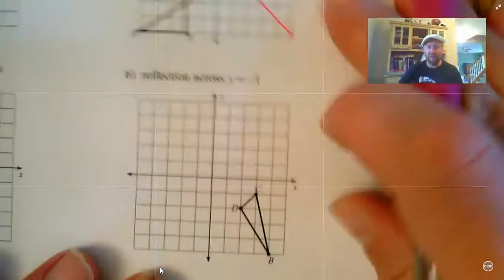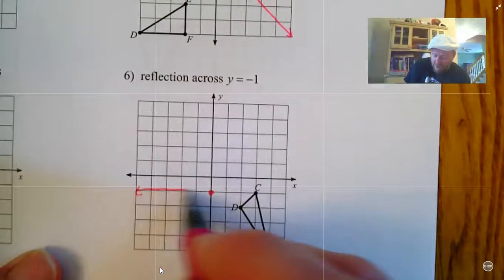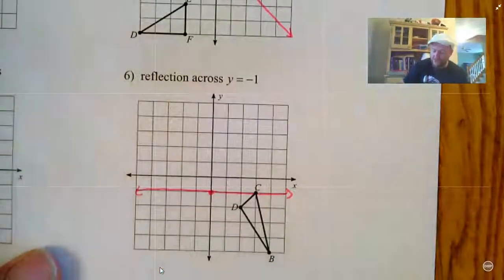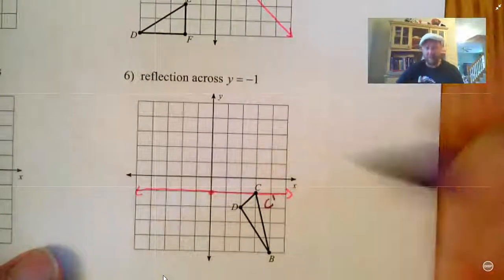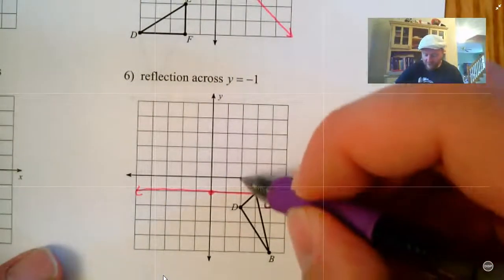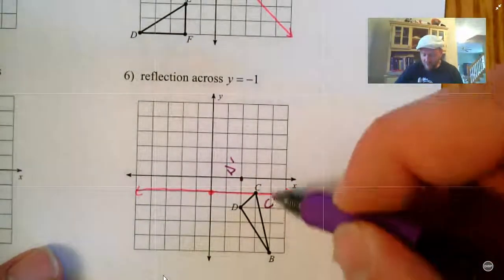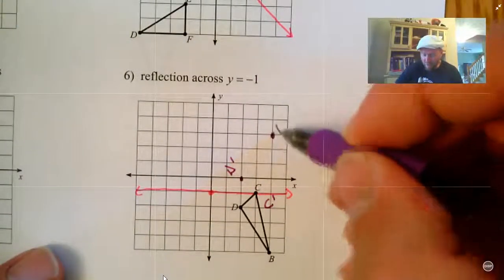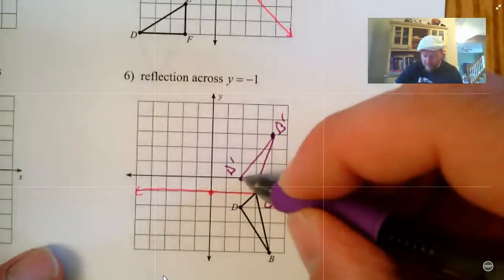Reflecting across the line y equals -1. Mark -1 on the y-axis. Draw a line that passes through it. C is already on that line, so C prime will be in the same location. D is a space away, so its reflection goes 1 space on the other side. B is 1, 2, 3, 4, so 1, 2, 3, 4 spaces on the other side for B prime. Connect the dots, and we're done. Let's see what else we got.